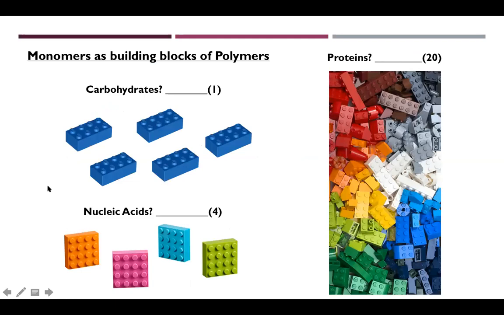Okay, so this is the page that probably someone was referring to before. It says monomers as building blocks of polymers. If you think of Lego, it's a really good example because we have these similar looking blocks and then we stack them, we get our polymer. Before I take these up, I want you to quickly write down what you think your answers will be. For carbohydrates, what are the building blocks or the little Legos? For nucleic acids, what are they? And for proteins, what are they? We give a little hint with the number beside them.